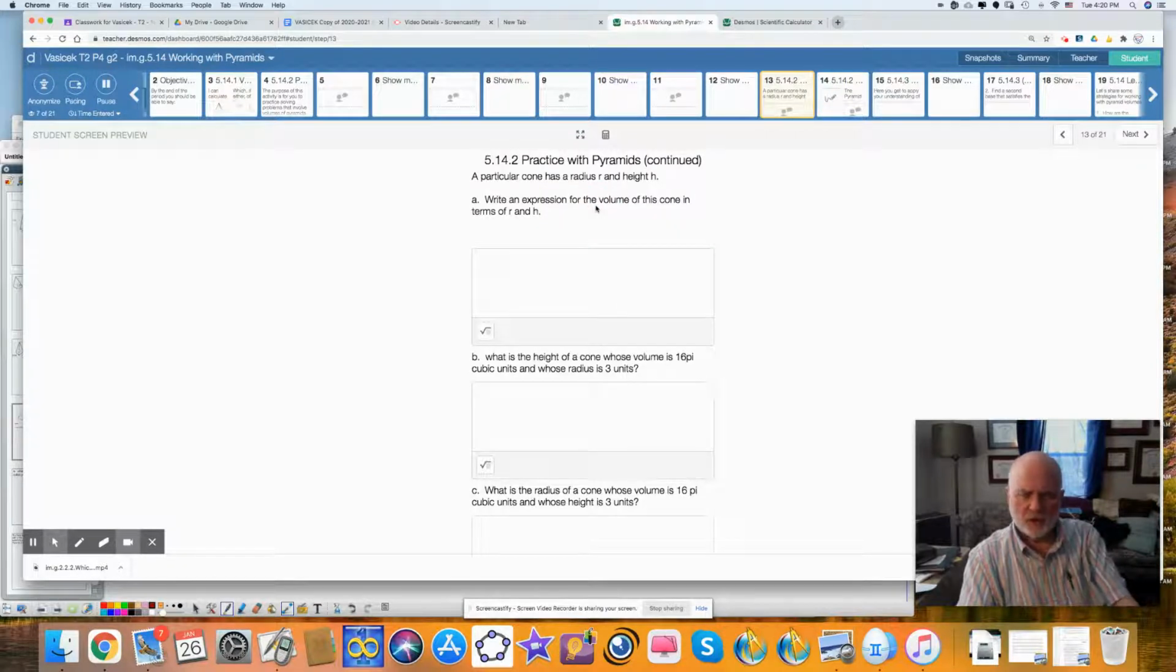A particular cone has a radius of r and a height of h. Write an expression for the volume of this cone in terms of r and h. And second, what is the height of a cone whose volume is 16 pi cubic units and whose radius is 3 units? So let's do that.